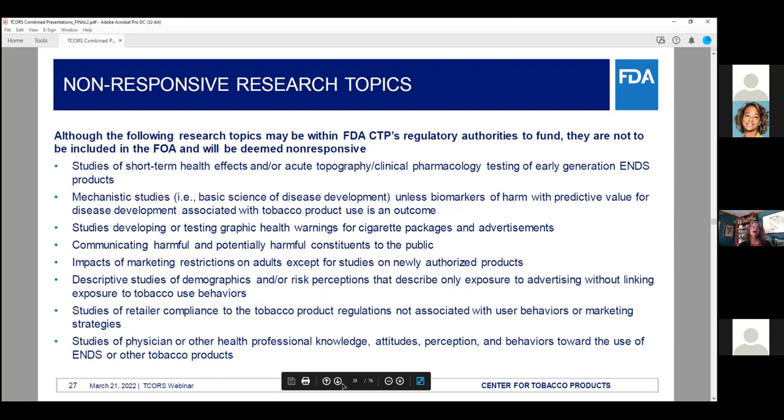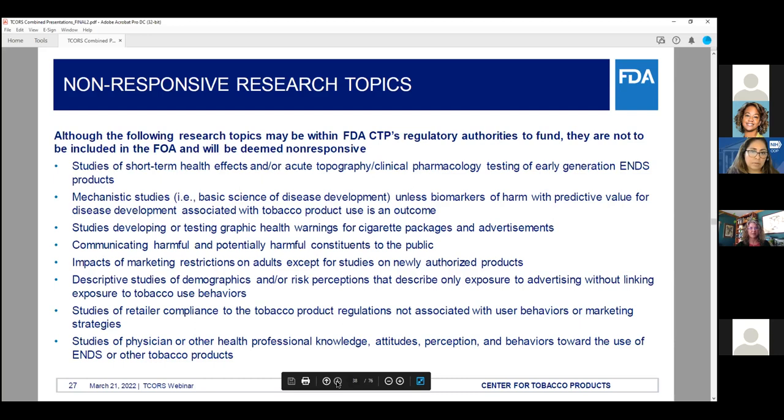Next slide, please. As I mentioned at the top of the webinar, there are some areas of research that are not responsive to this specific funding opportunity announcement. They're listed here on this slide. I'm not going to take the time to read through all of these, but I just want to note that these are research areas that are technically responsive or could be funded by CTP, but they're not included in this specific funding opportunity. So please take the time to take a look at these. And if you have any specific questions, you can reach out to your NIH program contacts, those that are listed either in this RFA or this funding opportunity announcement, or your own program officers. Next slide, please.